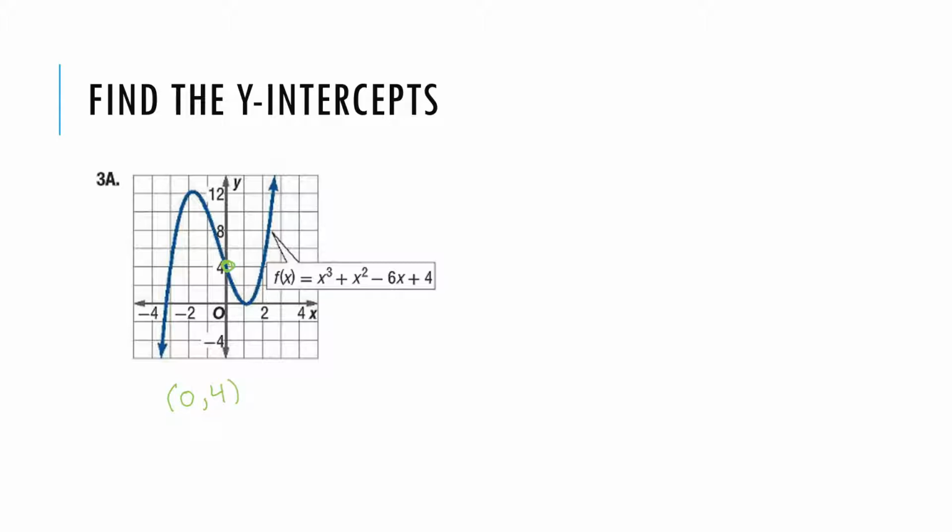If I look at the y-intercept, there are no other y-intercepts. So now I need to check algebraically. I am looking for f of 0, because to cross y, x has to be 0. f of 0 equals 0 cubed plus 0 squared minus 6 times 0 plus 4, and all of this equals 4. So that is my y-intercept.